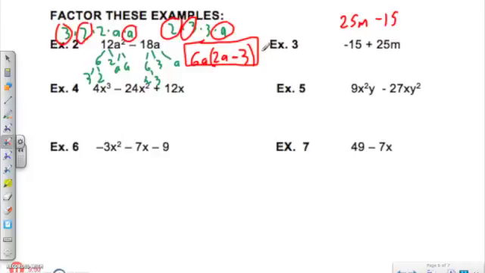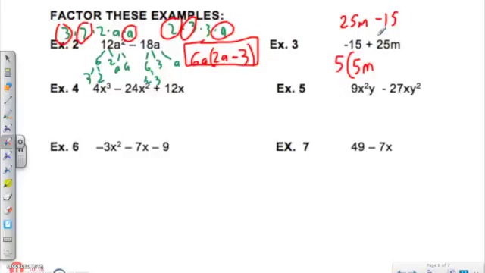Now that I've done that, I want to pull things out. Now sometimes you can probably go ahead and tell what the greatest common factor is going to be. For example, in 25 and 15, it's pretty easy to see that 5 is going to be the easiest number to pull out. 5 goes into 25 5 times. Now we didn't have any variables to pull out this time, so that m is going to stay.